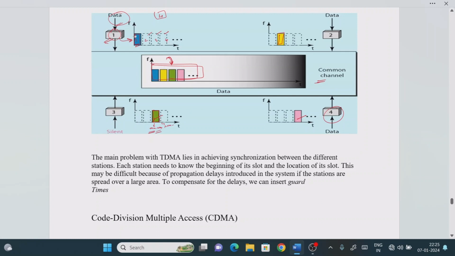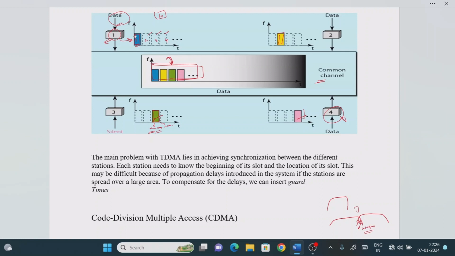So if the propagation delay is more, then within the time period the station cannot send the information. Maybe it will take some other time; this is the actual time period, but maybe it will take this much time to send the information. Meanwhile station 4 is waiting. Station 4 will also send its data at the start of its time slot. Now this common area, what we call interference, will occur.